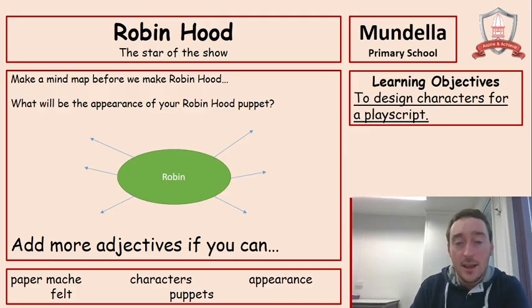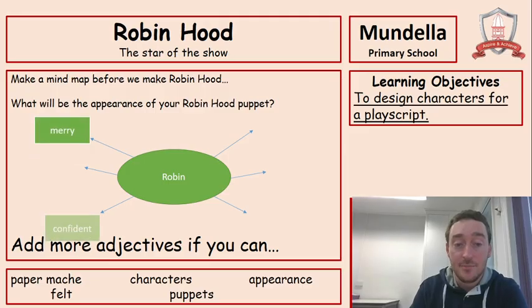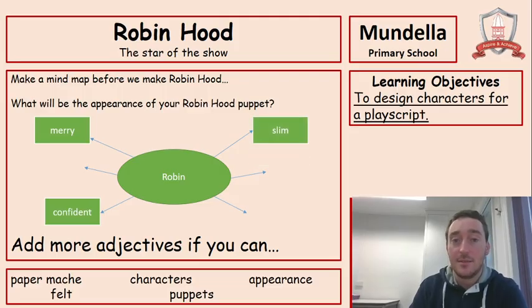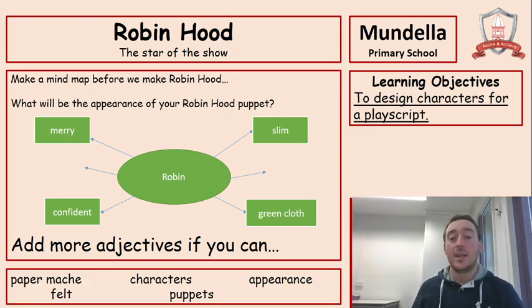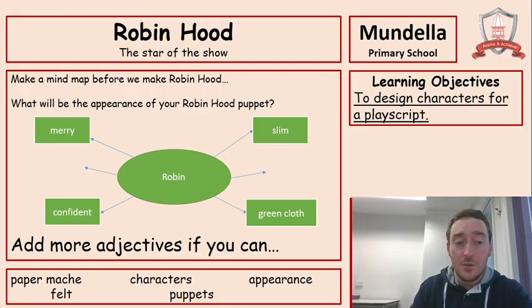Now, I've done it as a mind map, but if you haven't, then that's okay. Just write down some words that are extra and I'll give you some now. So I've got merry, confident, slim, that means thin and fit and in shape, and he wears green cloth as well. So we can use green cloth maybe later when we make our puppets and we add an outfit to them. See if you can find any more adjectives that you can put on your list in your sketchbooks.